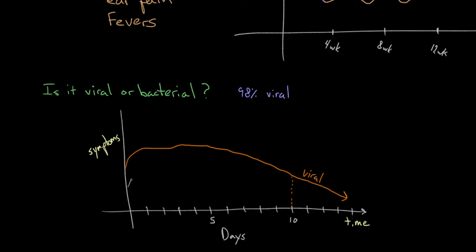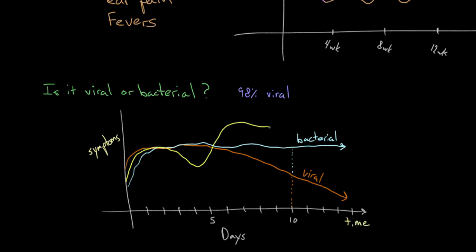I'll draw another curve of symptoms here, but this time by day 10 there's no clear evidence that the symptoms are getting better. This is a classic bacterial pattern of disease. But there's a couple more patterns to be aware of. A pattern that follows a typical viral course and starts to get better, but then suddenly gets worse, is another way a bacterial pattern can present.